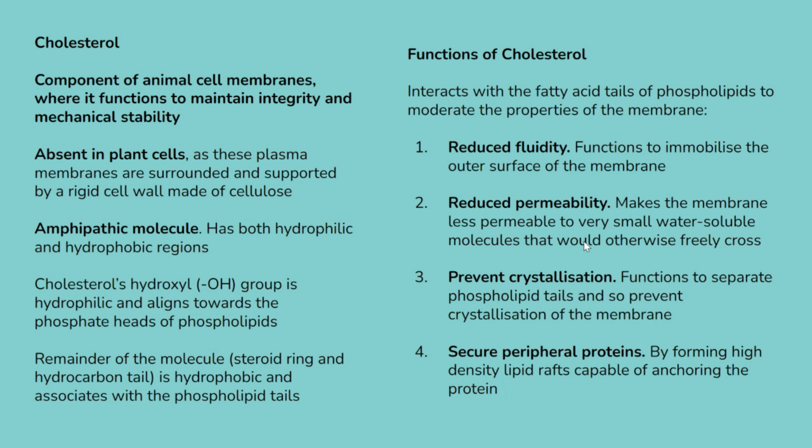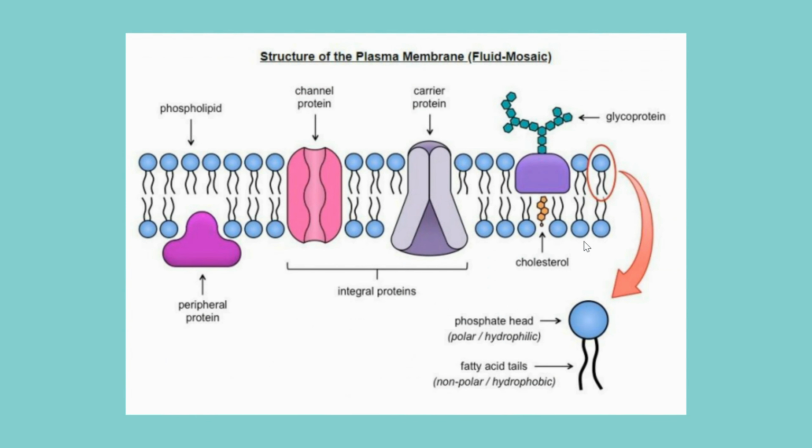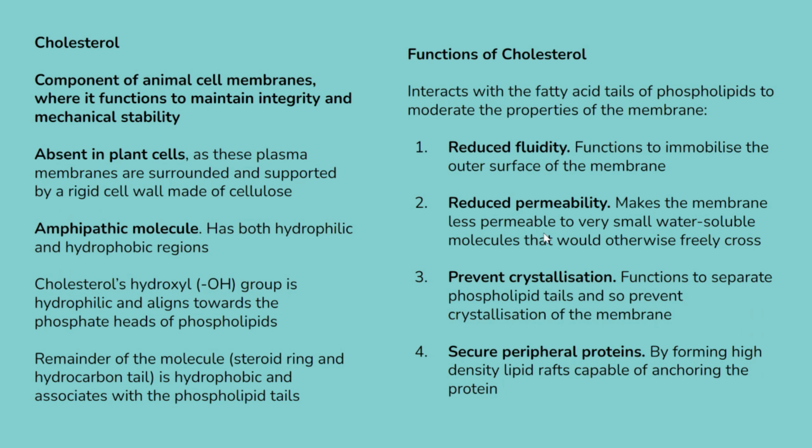Now, the functions of cholesterol: it interacts with the fatty acid tails. As you can see in the drawing over here, it is strategically placed very closely to the fatty acid hydrophobic tails. It interacts with them in order to moderate the properties of the membrane, and this is very important. One, it reduces fluidity. Like we mentioned, it's important to regulate the fluidity of the membrane itself. It cannot be too fluid and it cannot be too rigid either. So it ensures a certain level of maintained fluidity of the membrane. It functions to immobilize the outer surface of the membrane, so it's not moving too much.